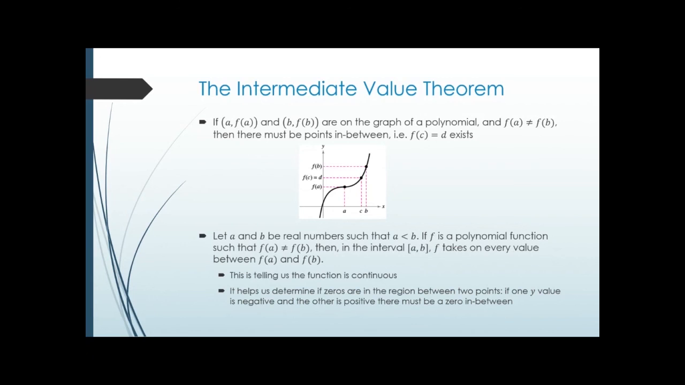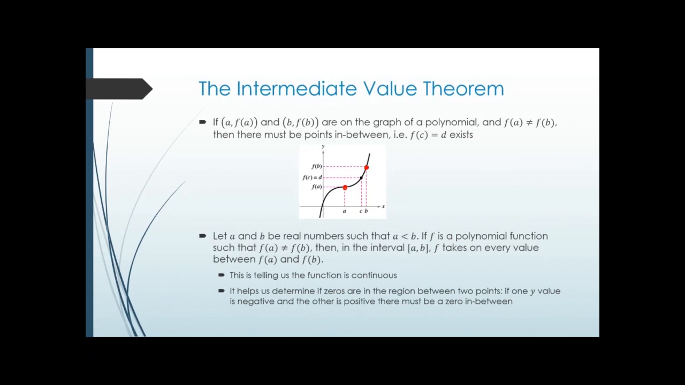So the intermediate value theorem, the way it's worded is kind of confusing, but it actually makes sense when you think about it. It says if a and f of a, so that's just saying that we have some point here, and then b and f of b, so that's just giving us another point here. If they are on the graph, and they're not equal to each other, so it's not a flat line, then it's just saying, okay, there has to be a point in between there.